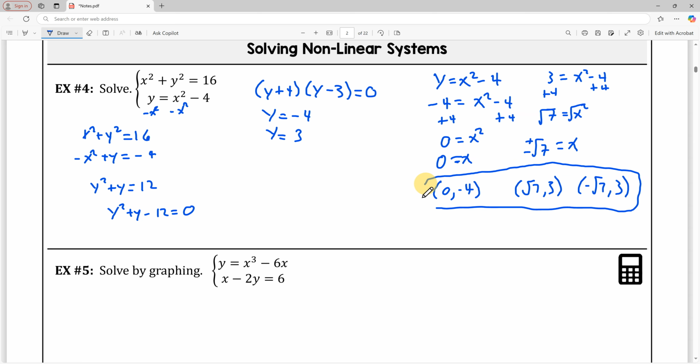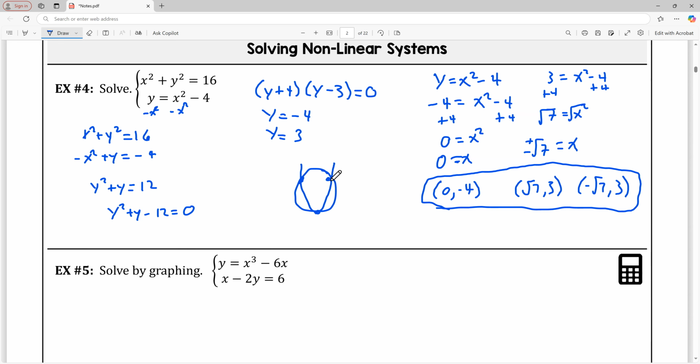What we're saying is that this is intersecting 3 times, which kind of makes sense if you think about it. As we know, x squared plus y squared equals 16. That's just a circle. And then y equals x squared minus 4. That's a parabola. What we're saying is that the parabola and the circle are intersecting 3 times, which kind of makes sense when you think about it.